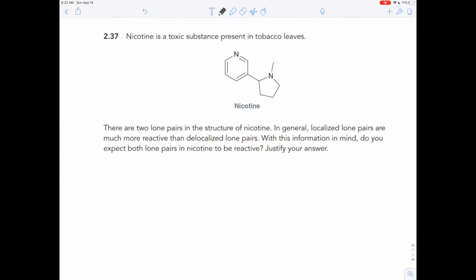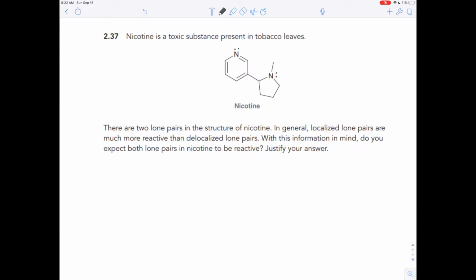Exercise 237 gives you nicotine. It says nicotine is a toxic substance present in tobacco leaves. There are two lone pairs in the structure of nicotine, so there's going to be one on each of these nitrogens. Each of the nitrogens already has 6 electrons drawn around it, so it just needs those extra 2 to get the full 8.